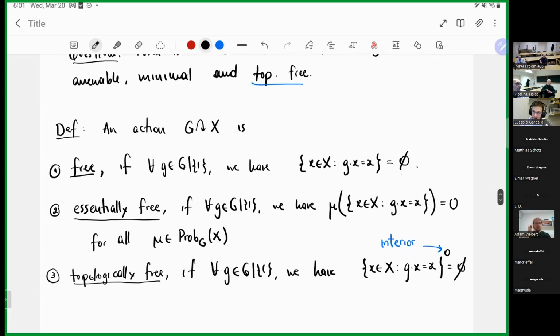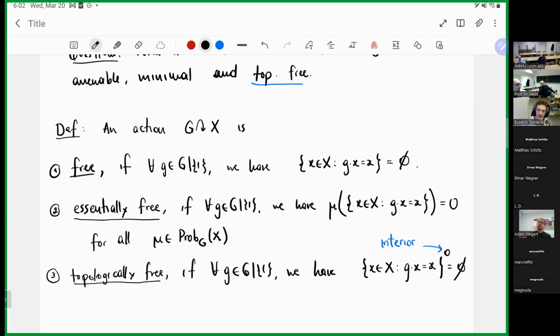Sorry, just a general question. For every measure mu in Prob_G(X), is it true that this measure on an open set would be positive? This is an excellent question, because you're already thinking whether 2 implies 3, right? And the answer is yes, if the action is minimal.